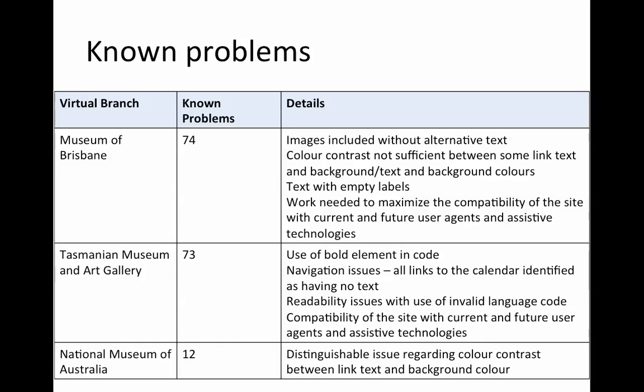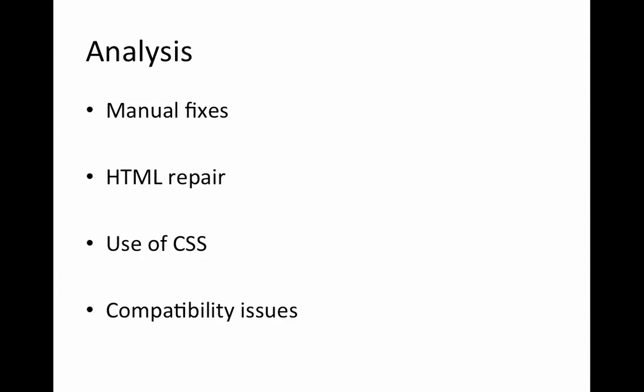The Museum of Brisbane report identifies a large number of images that do not provide alternative text. Again, this is a problem that is fairly easily fixed via HTML repair. It too has issues with colour contrast between text and background, which could be fixed by the CSS style sheet, which governs the site's style and formatting.